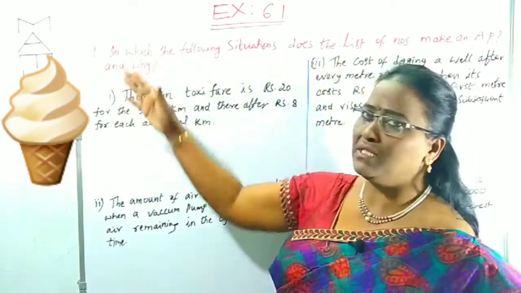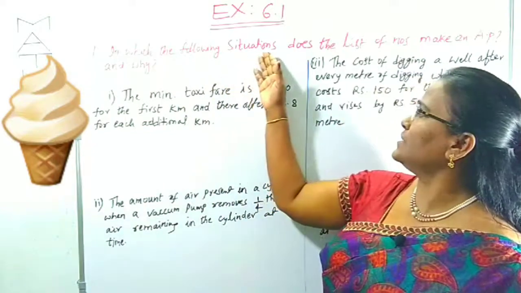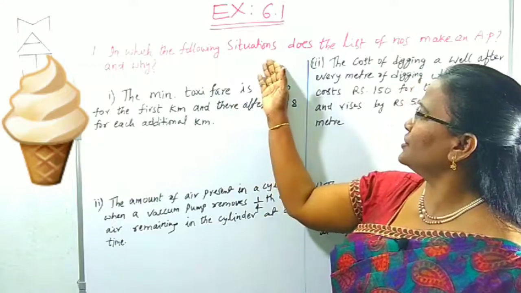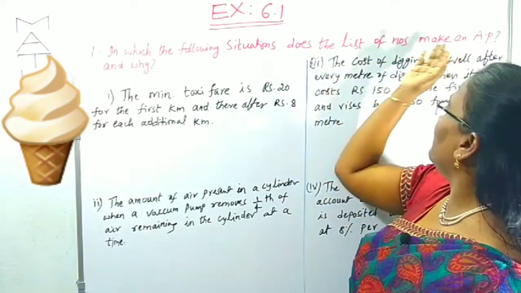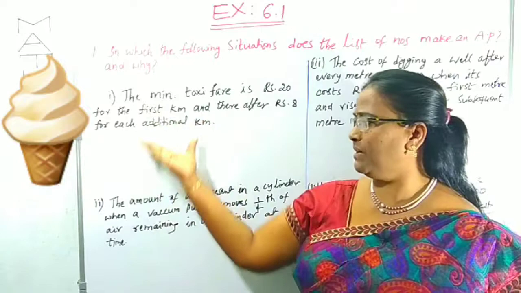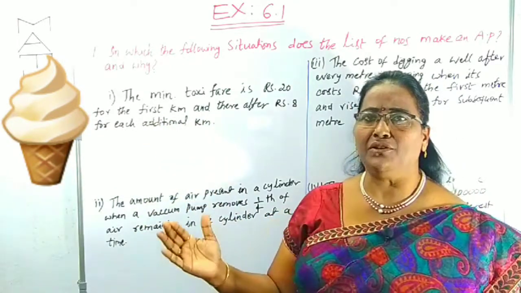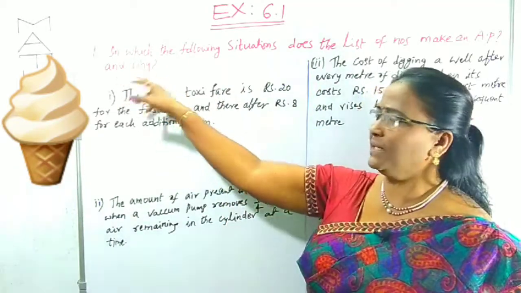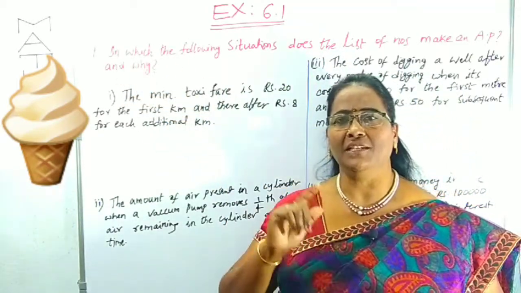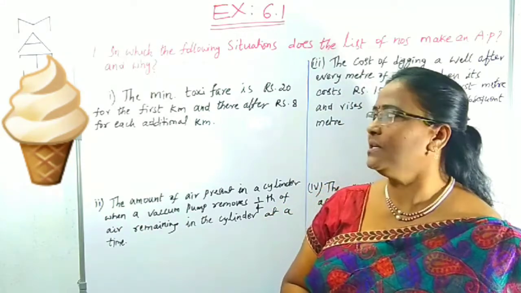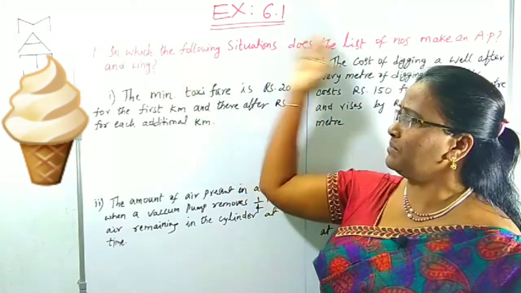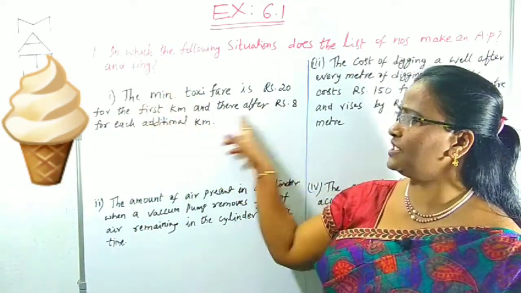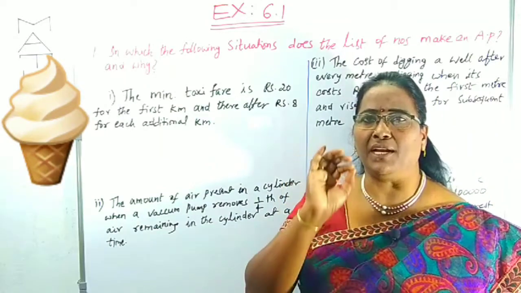Question number 1, look what is given here. In which of the following situations does the list of numbers make an AP? So there will be some situations given. We can form the list of numbers, and we have to check whether those are in AP or not and why. Reason also you have to give. According to the given statement, four bits are given here. In all four bits, based on the given situation, we form numbers and say whether they are in AP or not.